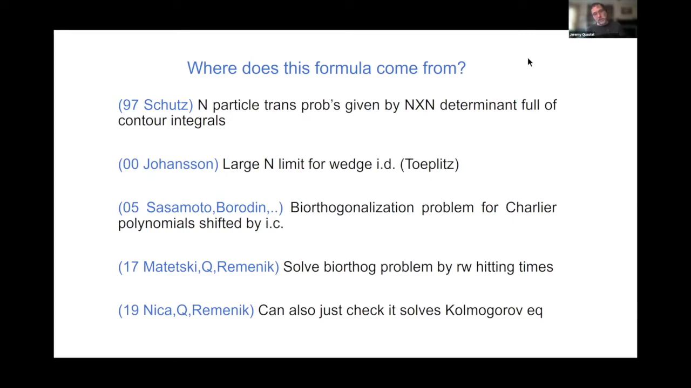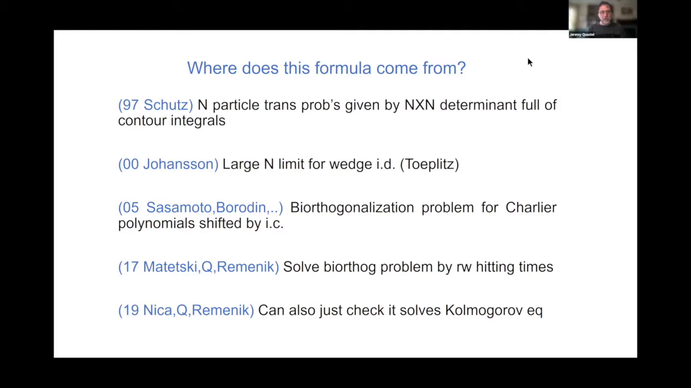Except in some cases. One should think of the wedge initial condition, which means having all particles packed to the left of the origin initially and all empty sites to the right of the origin. It turns out that this matrix has a Toeplitz structure. And that's essentially why Johansson could study the large n limit and obtain the GUE distribution in that limit. Sasamoto and Borodin were able to reduce the problem to an orthogonalization problem, which I'll show you. And then we were able to solve that orthogonalization problem. So I guess the whole process took about 20 years from Schütz's original formula.